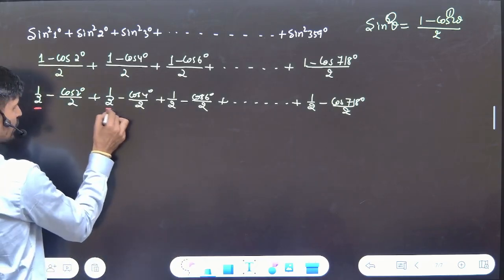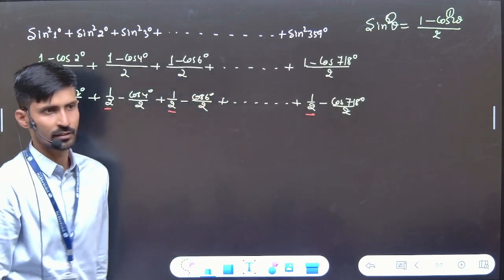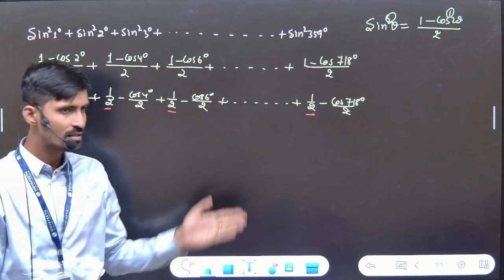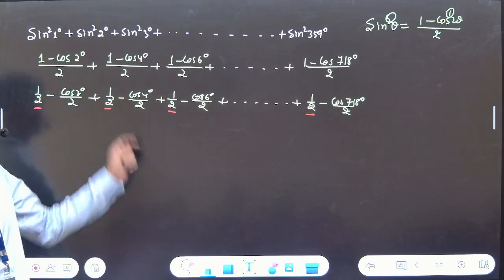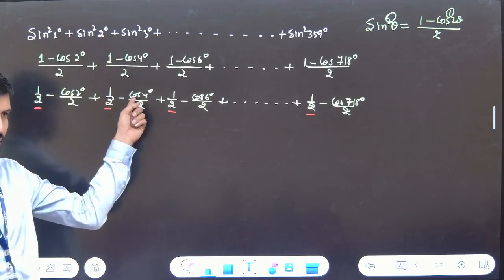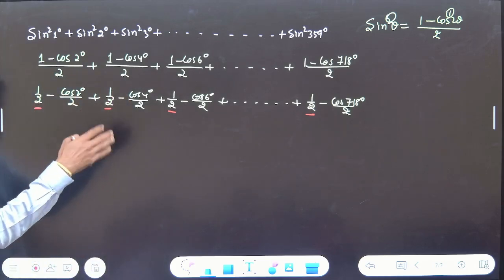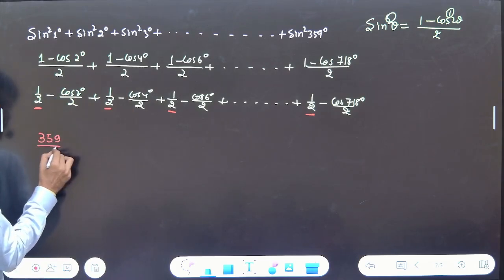One by 2, 1 by 2, 1 by 2. How many times 1 by 2? Tell me. 4 times? No, 359 times. Because this 1 degree is generating 1 by 2, 2 degree is also generating 1 by 2. So 1 by 2 plus 1 by 2 plus 1 by 2, 359 times. What it will become? 359 by 2.